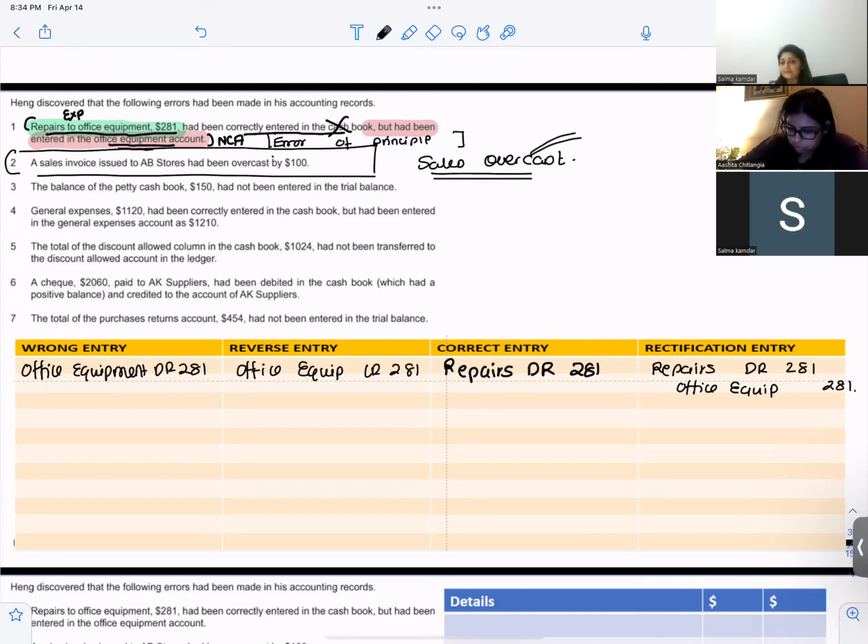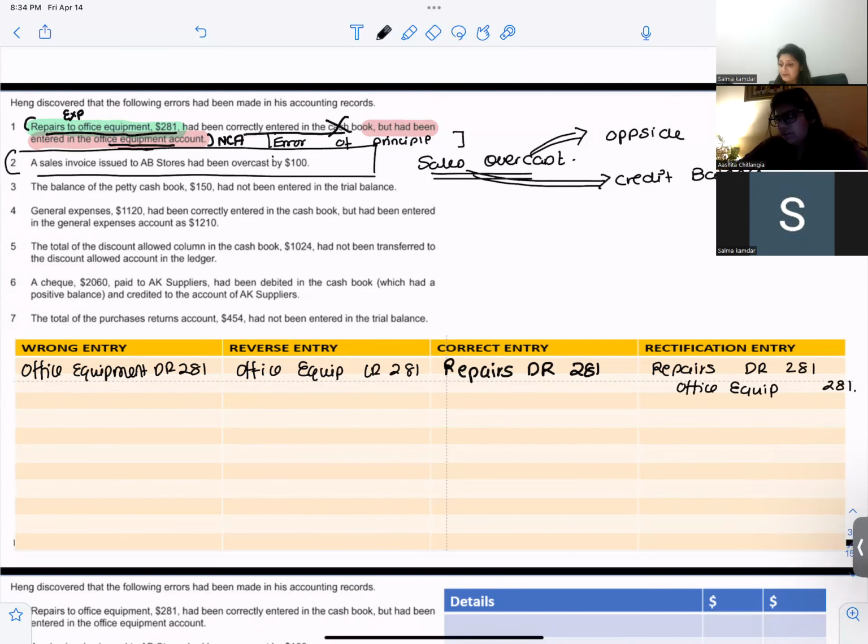Overcast means same side. Overcast, and the rectification is the opposite side. Sales has what balance? Sales has a credit balance, so the opposite side will be debit. So the entry will be sales debit, suspense credit.